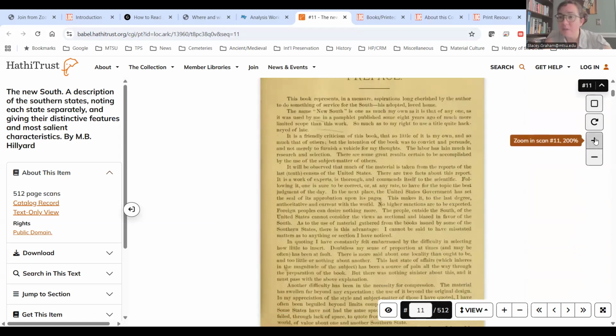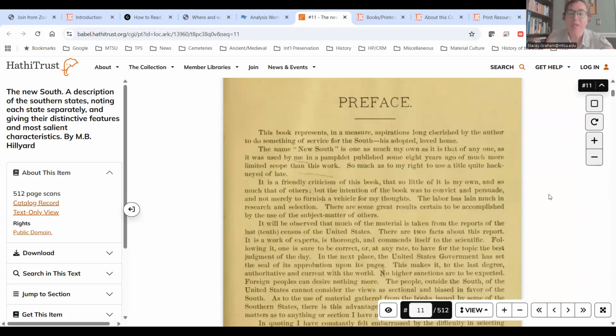And then the preface will give clues also that we can use to analyze this. So it says, "The book represents in a measure aspirations long cherished by the author to do something of service for the South, his adopted loved home." Right away in the first sentence, we gather a lot of information. For instance, this person is not from the South originally, but moved there, is very fond of the South, and is doing this to help the South during this period. So that's a lot about its motives.